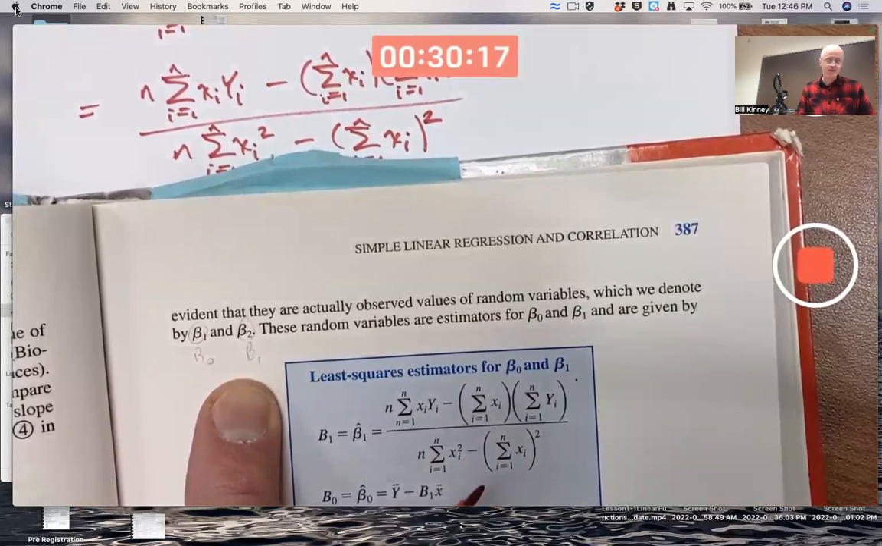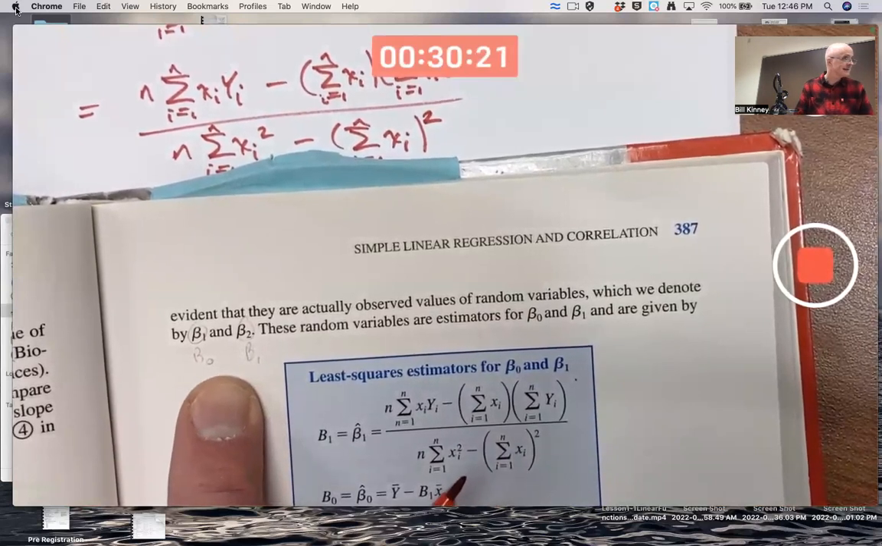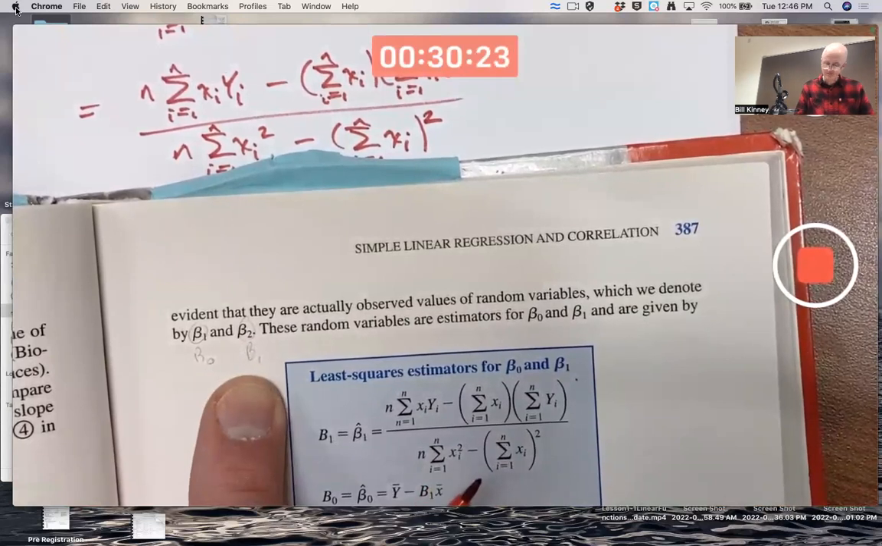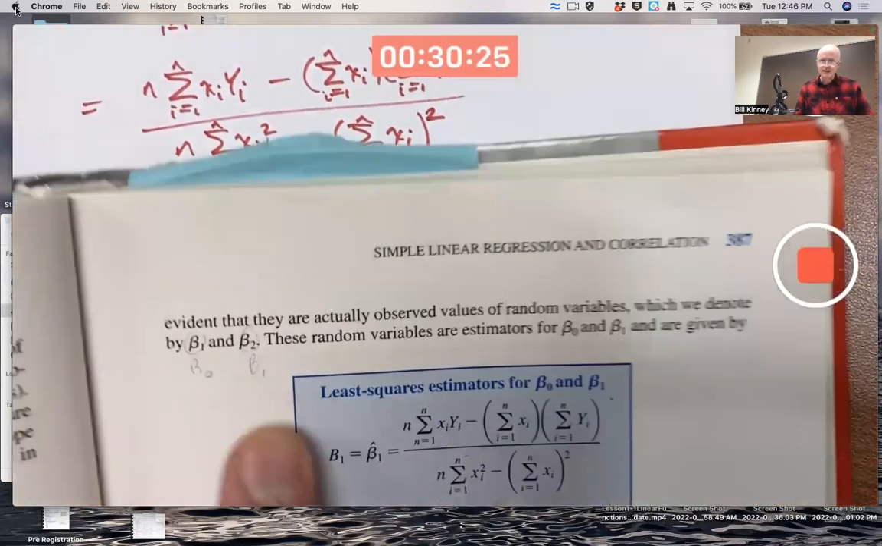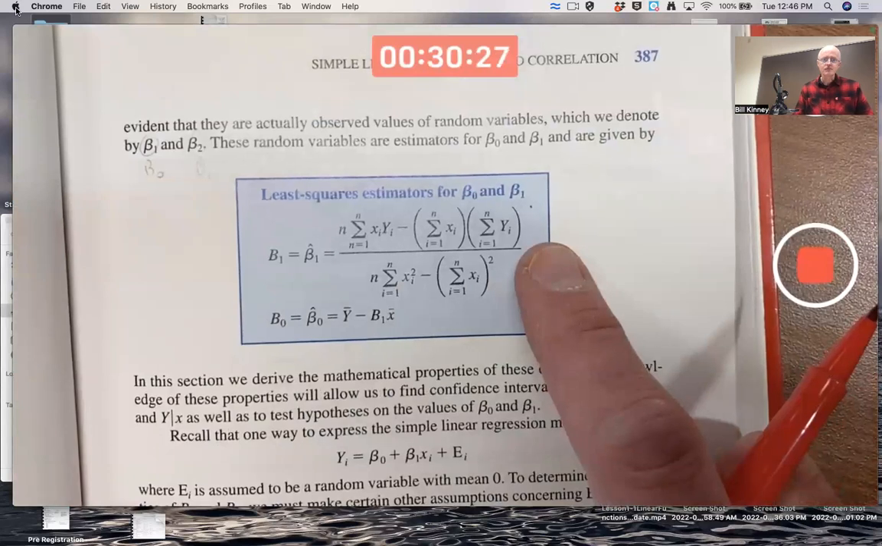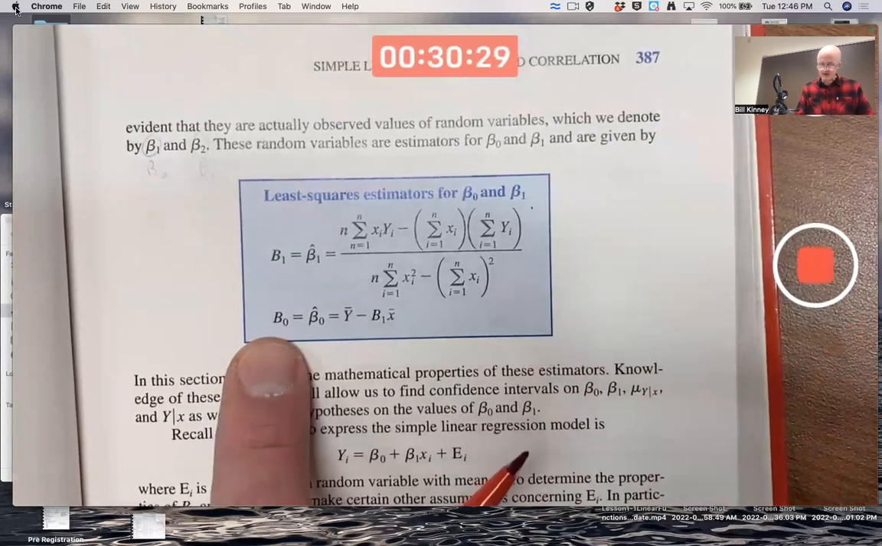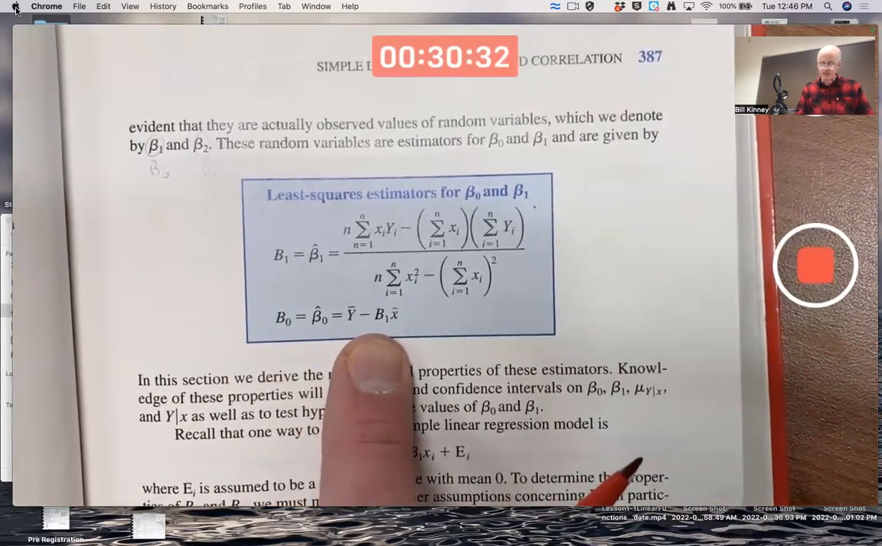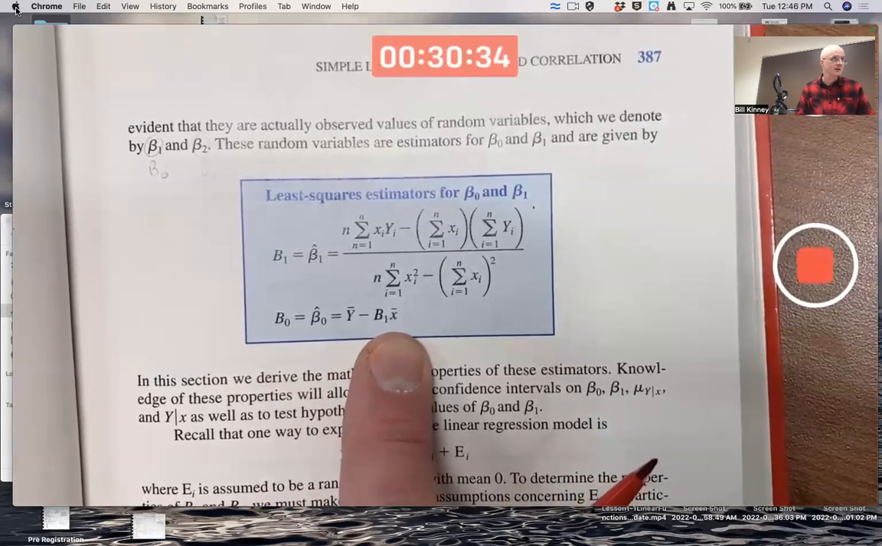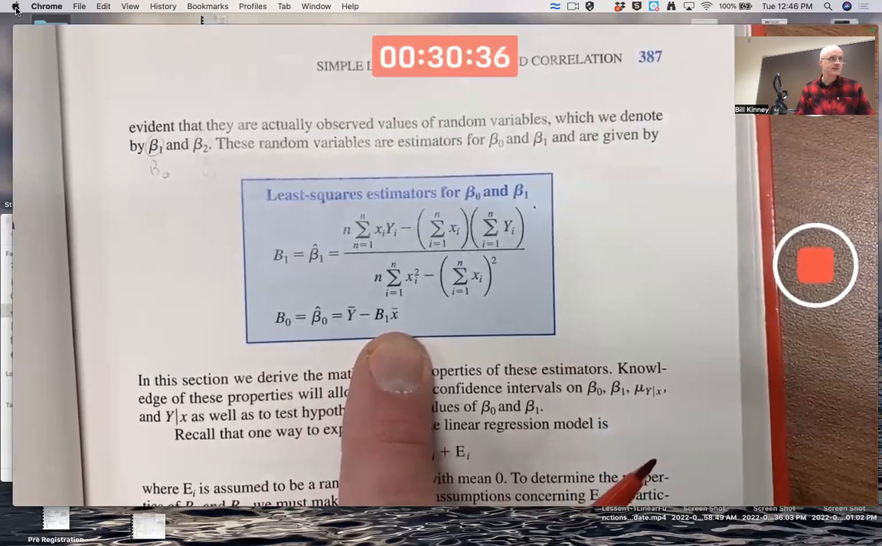Can you see that? Is that dark enough? Capital B0 and capital B1. Yeah, this is the formula I just wrote down. And then capital B0 is capital Y bar minus capital B1 times lowercase x bar. The x's are fixed numbers, the y's are random variables.